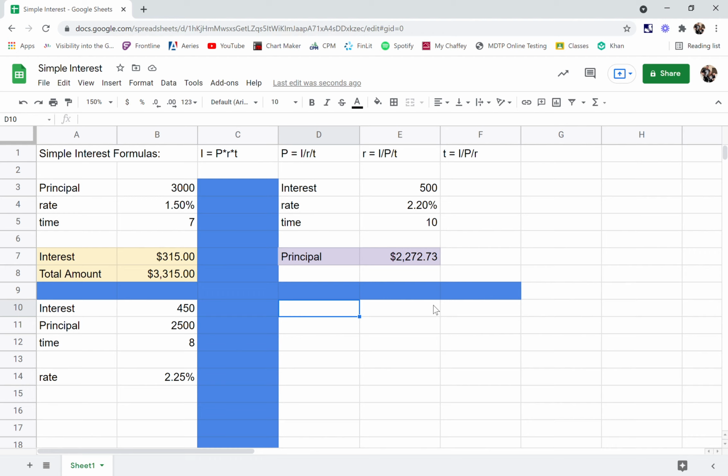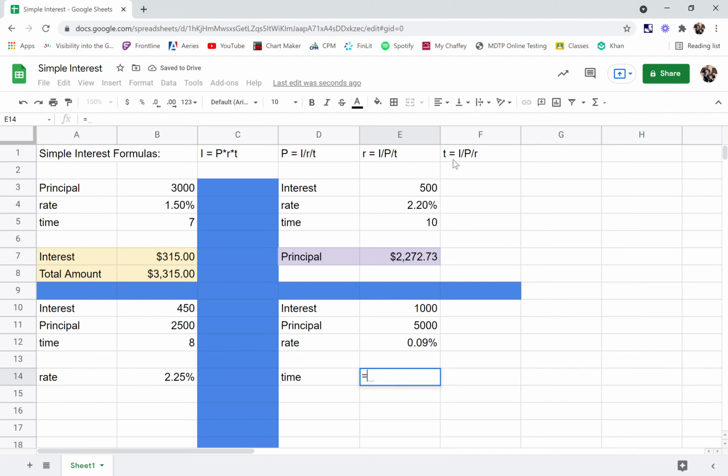Last one. We need to find the time, which means we know the interest, we know the principal, we know the rate. So the interest, how much money do you want to make now? Let's say we want to make $1,000. We're going to deposit $5,000. The interest rate is going to be 0.09%. How much time do we need to leave that $5,000 in this account to make $1,000? It might be a long time.